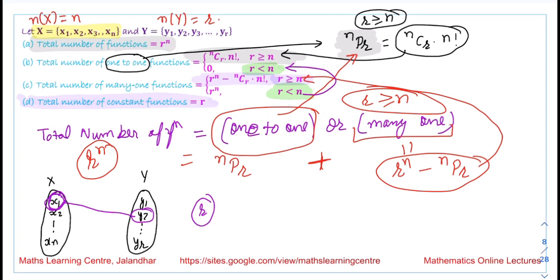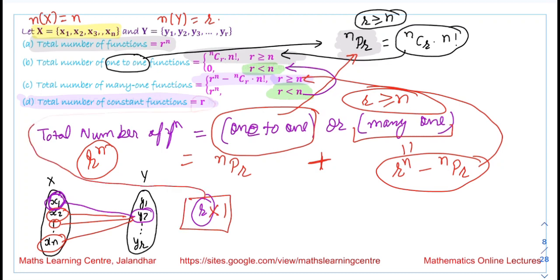Once this x1 is mapped and it is given that the function is a constant function, it means x2 will be mapped to y2, this will be fixed, x3 will be mapped to y2, and xn will be mapped to y2. So the total number of functions that can be formed, the number of constant functions we have, is equal to r.